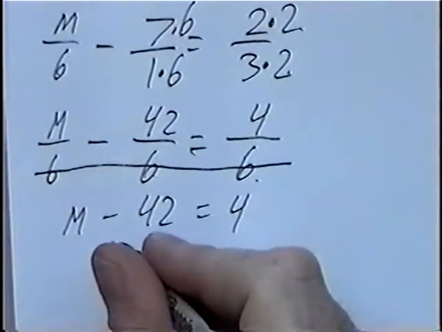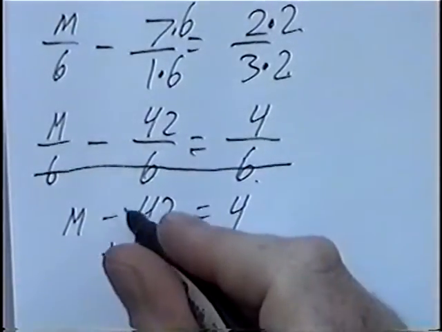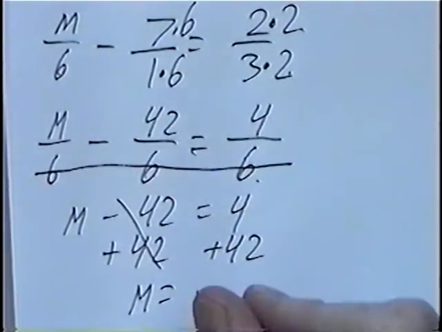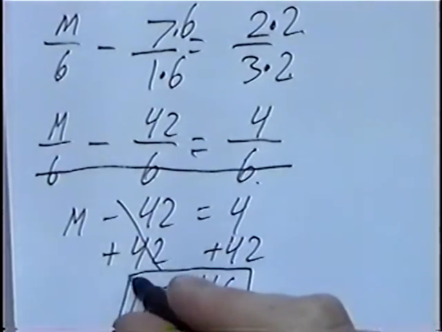From here we can add 42 to both sides. m equals 4 plus 42 would be 46. So m equals 46.